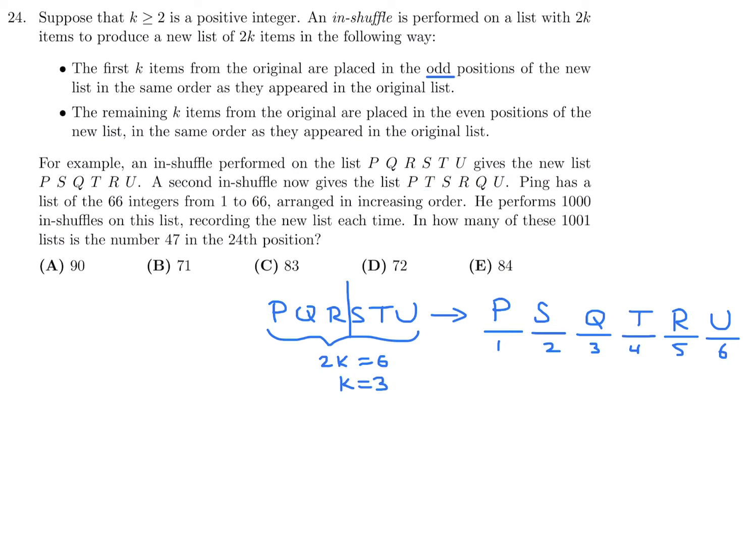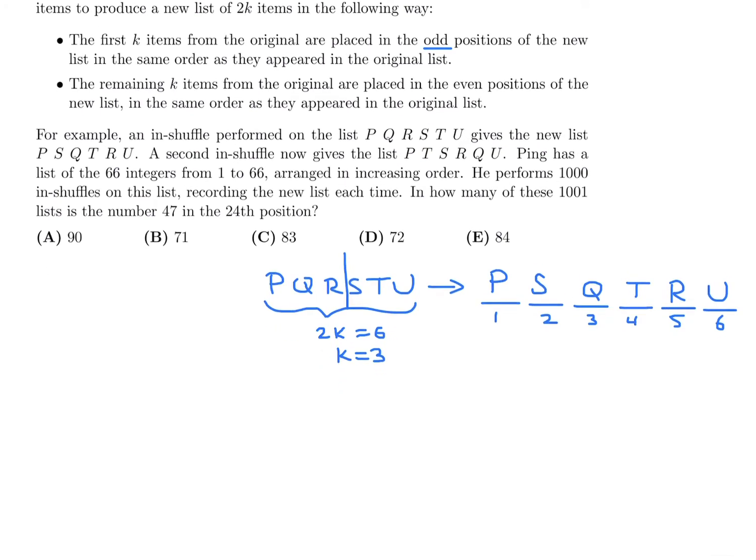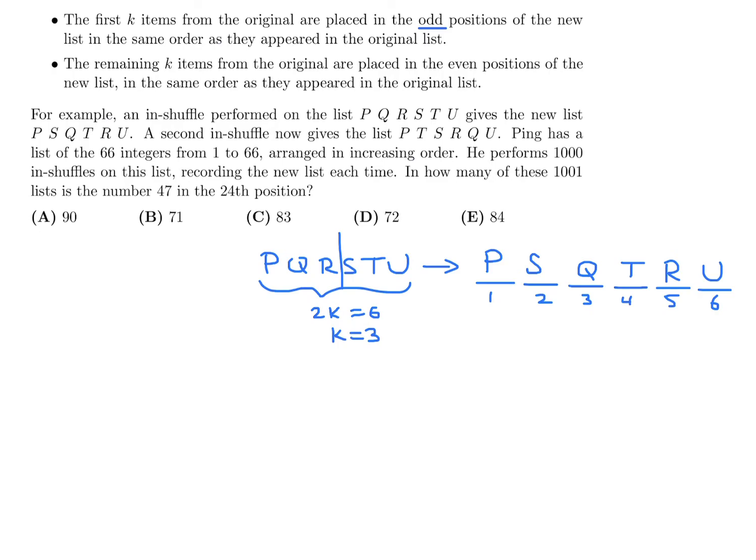Okay, so now let's talk about the question. The question is saying that you're going to do the same sort of story, but this time for numbers 1, 2, 3, all the way to 66. So again, I want to break it into 2 halves, right? The first half and the second half. The first half obviously goes up to 33, and then we start at 34, and then we go to the second half. 2k in this case is 66, and k therefore is 33. All right, so let's start with that.